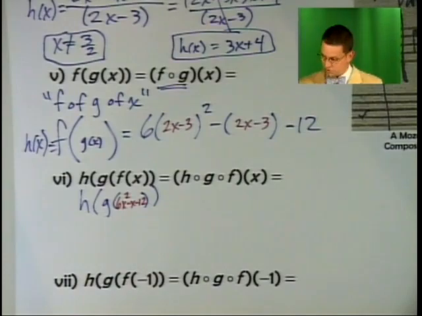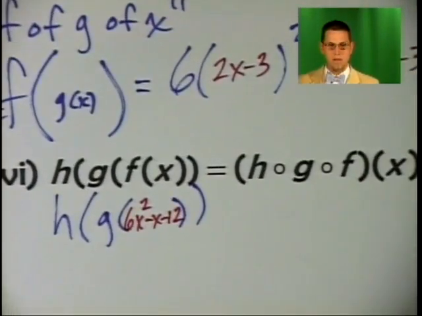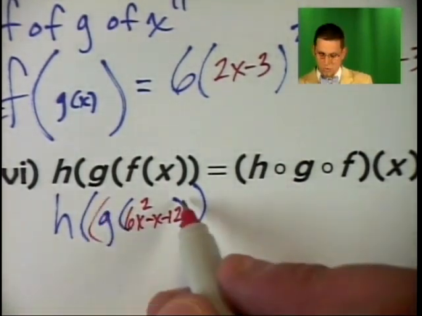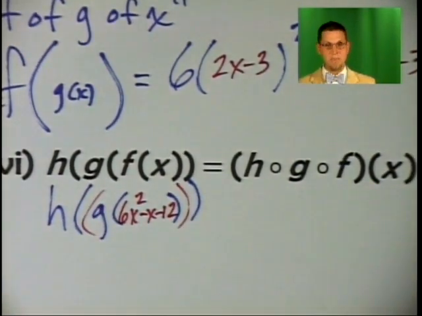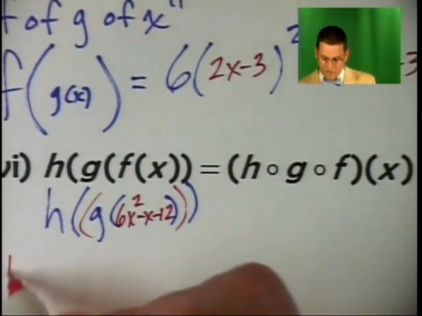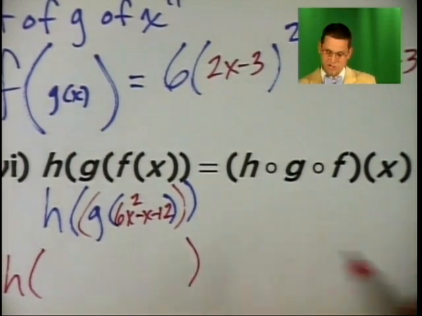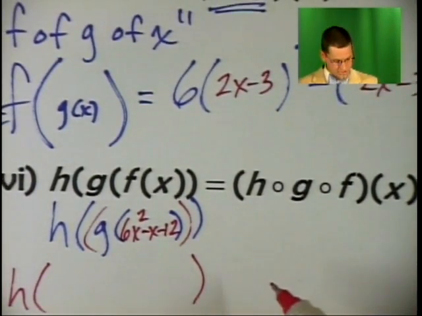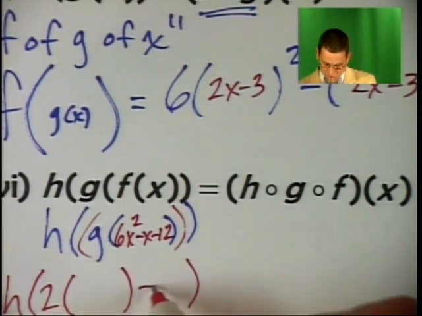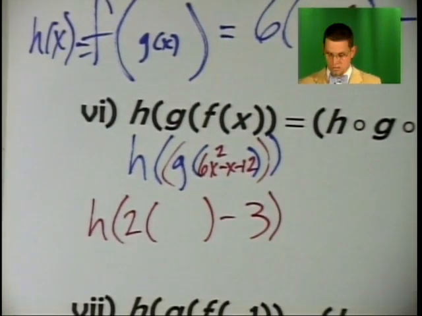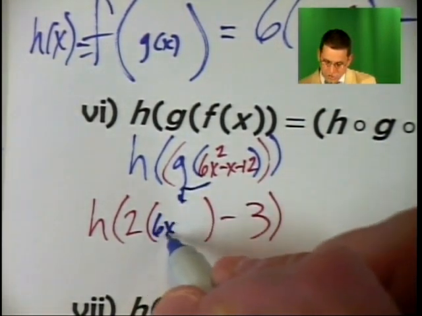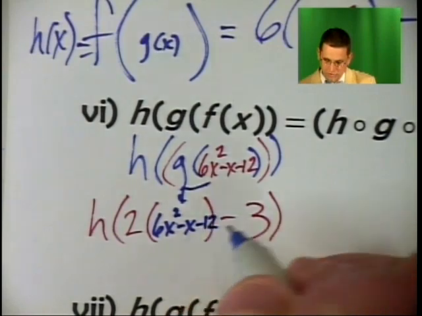Didn't leave myself much room. Let me zoom in for you. So all I've done is I've replaced f of x with what it's equal to. Everything else is the same. Well, now, what does g of something mean? That means that in my function g, I'm going to plug this in everywhere I have an x. So that's h of, and what is g of something? Well, g of something is 2x minus 3. So it's 2 times something minus 3, right there. And what am I going to plug in right there? Well, I'm plugging in 6x squared minus x minus 12.